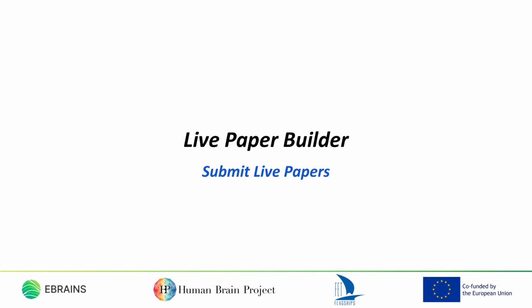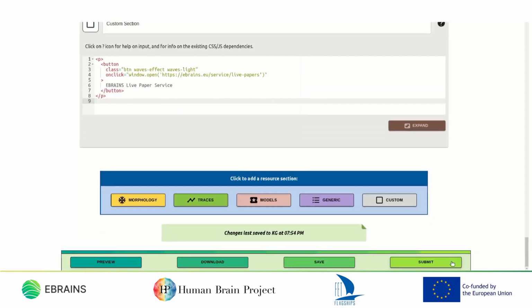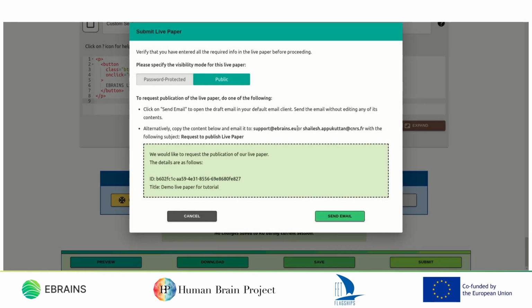The last button left for us to see is the Submit button. Clicking on this allows us to choose between 2 actions: to request for a live paper to be published or to have it password protected. To request for a live paper to be published and thereby have it publicly accessible to everyone, you need to send us an email addressed to one of these email addresses here with the following subject: request to publish live paper.